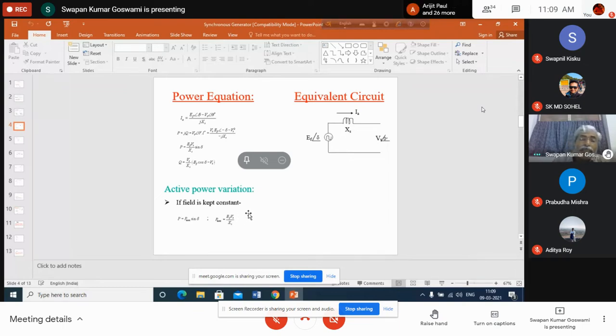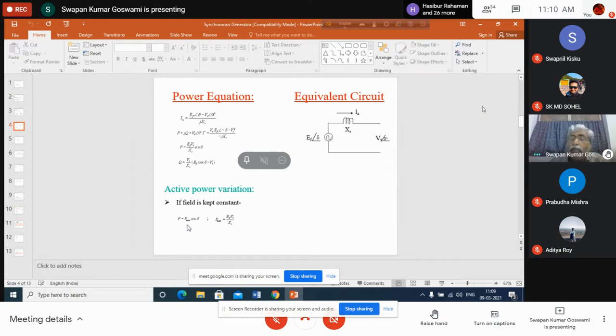Now, let us see how active power variation may be affected. We have started this discussion. The expression for P is P maximum sine delta. P maximum, that means EF Vt by Xs. This we have written as P maximum when the excitation of the generator is kept constant.